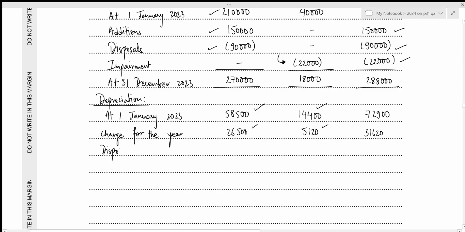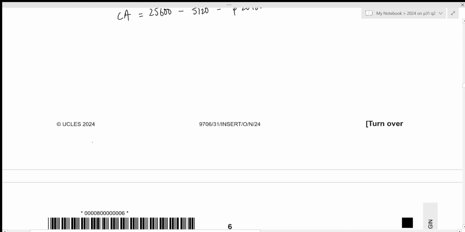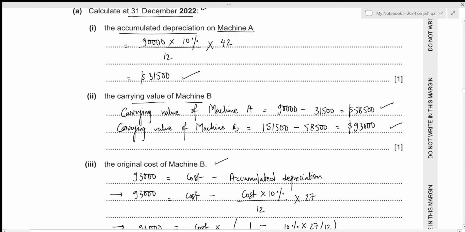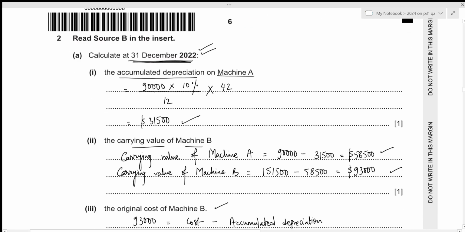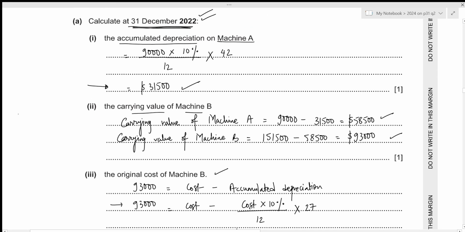Whenever there is disposal, in the cost section, we subtract the cost. Now within the depreciation section, we need to subtract the accumulated depreciation of the disposed non-current asset. In this case, we're talking about machine A. We've already calculated the accumulated depreciation till the date of 31st December 2022. Now in order to figure out the total accumulated depreciation, we just need to include the depreciation charge in the year 2023 for machine A, which we have already calculated before. That was 750. So we just need to increase this value of 31,500 by 750. This results in the value of 32,250.